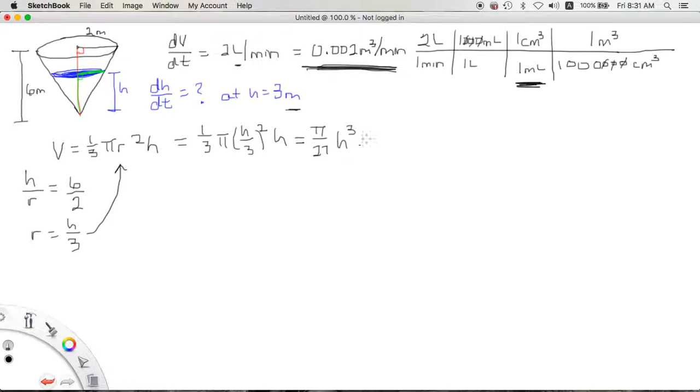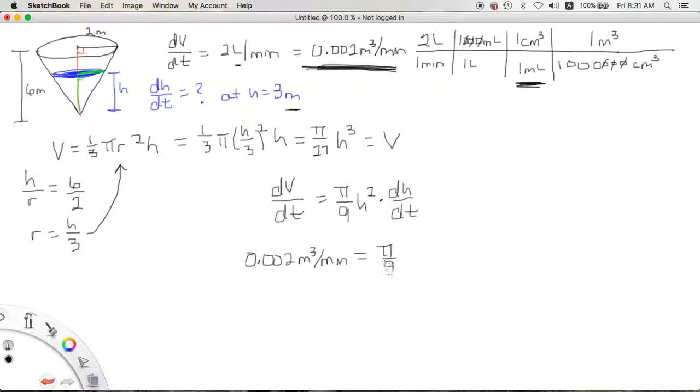So our volume equals this. We take the derivative with respect to time. The derivative of V is dV/dt. And then here we're going to use our chain rule and take the derivative of that side. So you end up with pi over 9 h squared times dh/dt. Well, now we plug in what we know. dV/dt, remember, we're using this one with the right units. And then we're looking at what happens at the particular time when the height is 3 meters, times dh/dt.